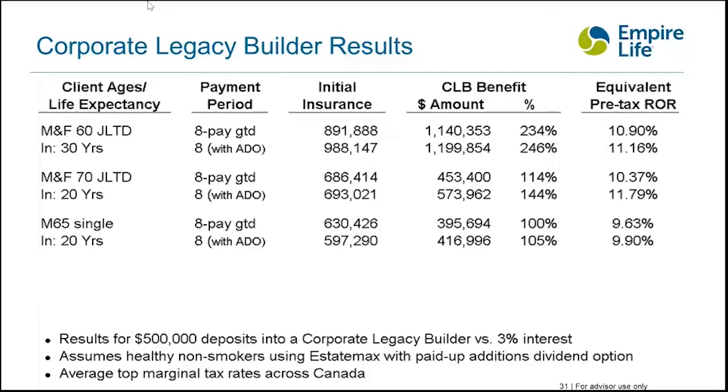The estate benefit, now again in 20 years, while still greater with the additional deposit option than the guaranteed 8-pay, has actually dropped to $21,000, the smallest advantage so far. So just a 5% improvement over the alternative investment strategy. And the pre-tax equivalent rate of return calculation has increased by 27 basis points, very similar to our two 60-year-olds.